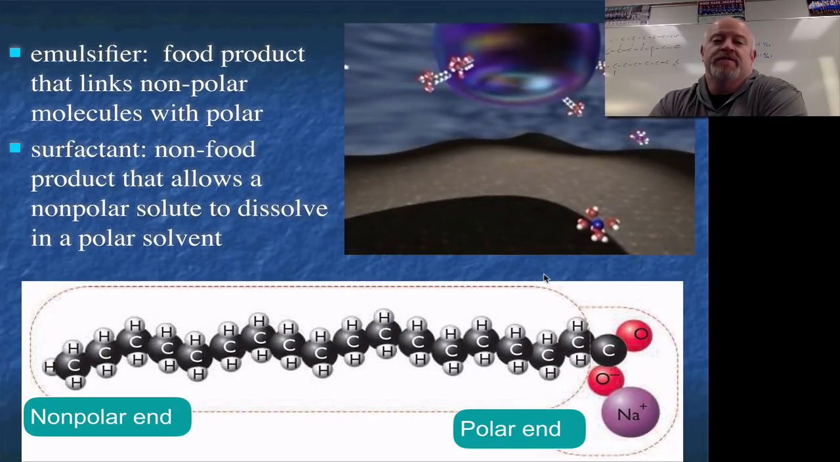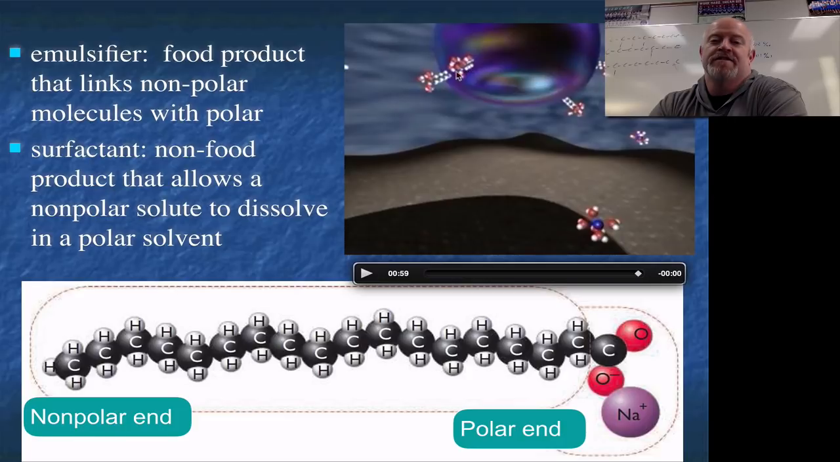Okay, so what we see there then is the idea of the hydrophobic end sticking out, the hydrophilic end sticks in. Now those are some big terms that we really won't use in our unit, but they kind of make it sound real fancy. But ultimately what happens is the nonpolar end grabs the oil, the polar end hangs out in the water, and then you wash it away.